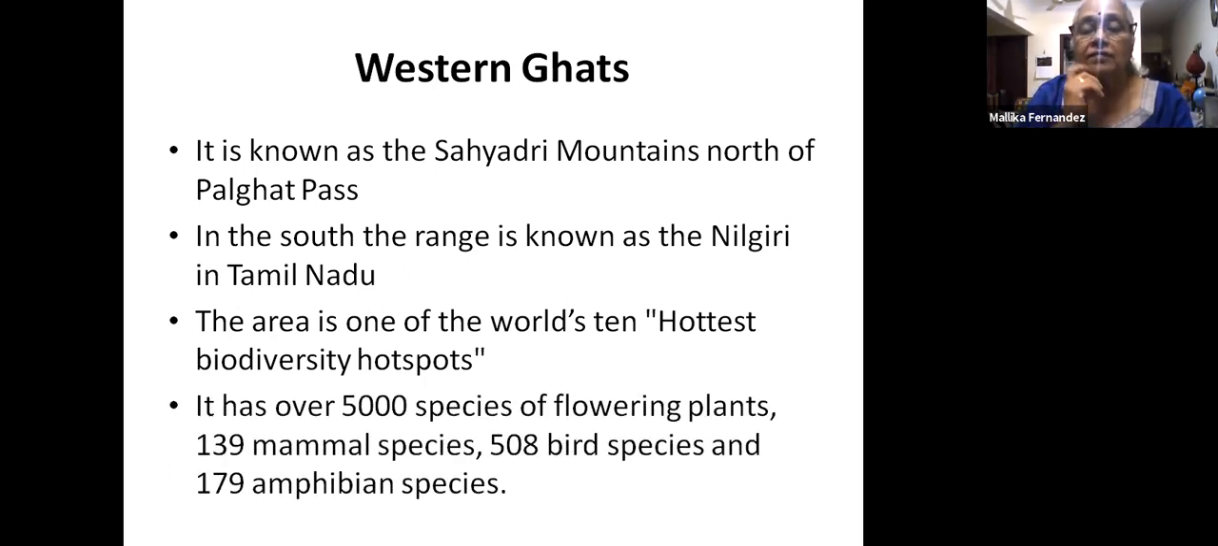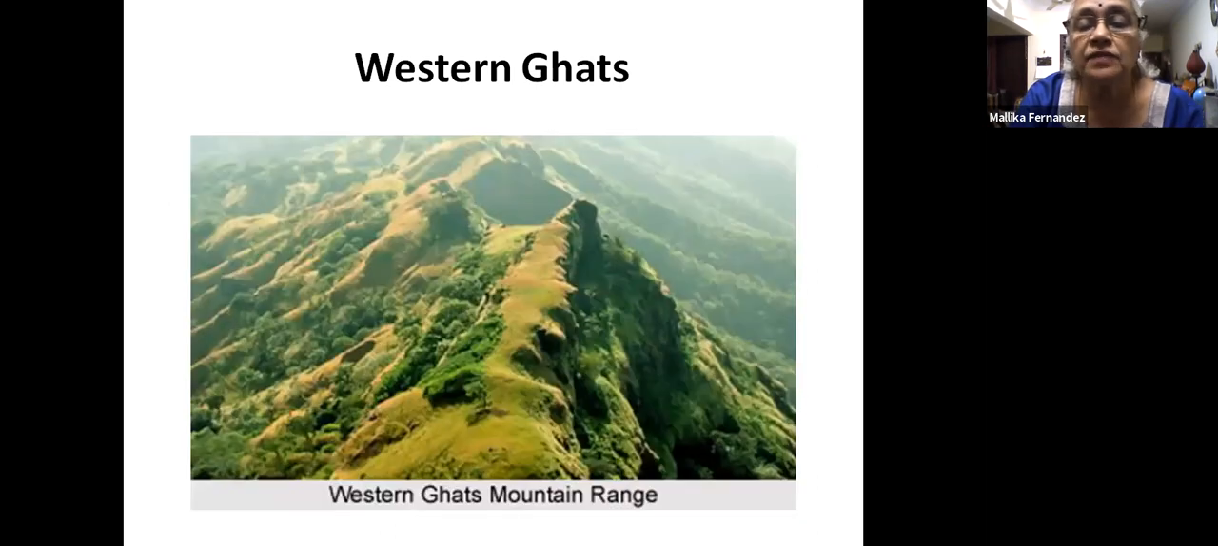It has so many species of flowering plants and mammals. In the news, you will keep hearing that one new frog has been found, one new butterfly has been found, and so on. A lot of scientific research is continuing in this region, and the number of species is actually increasing. It looks like a number of parallel ranges. Many of these ranges are parallel to each other, broken down because of heavy rainfall in this area.